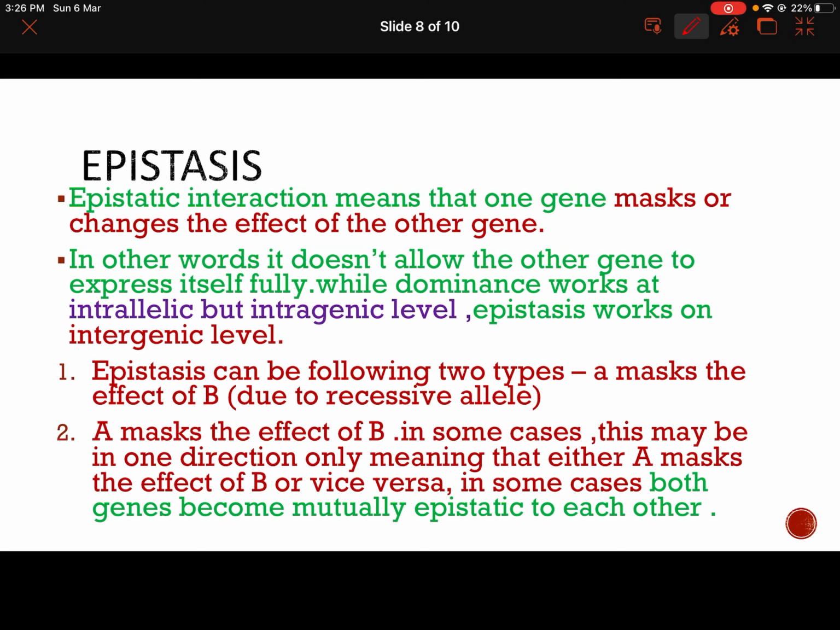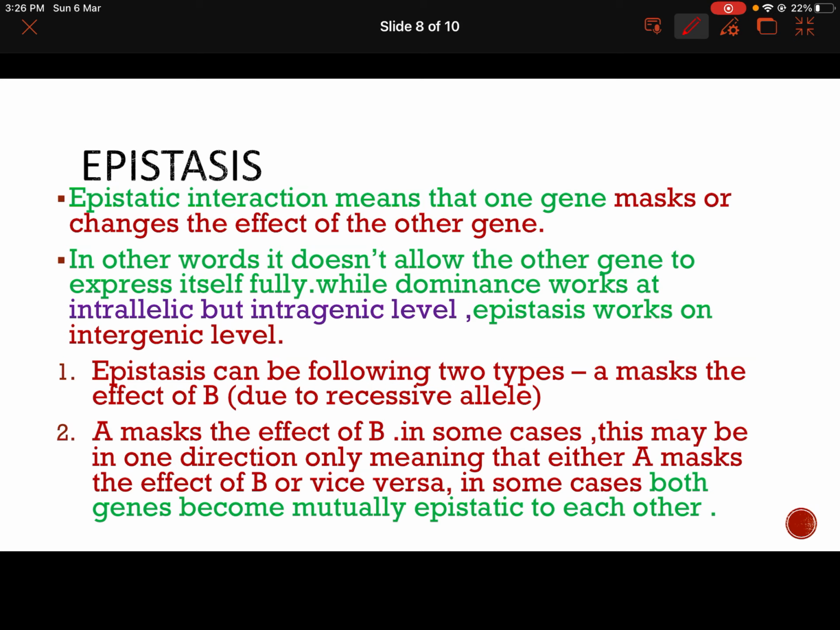Epistasis can be of the following two types. A masks the effect of B when a recessive allele is masking the effect of another dominant gene. It is called recessive epistasis, and the other is dominant epistasis, where a dominant allele is masking the effect of another dominant gene. For example, capital A masks the effect of capital B.